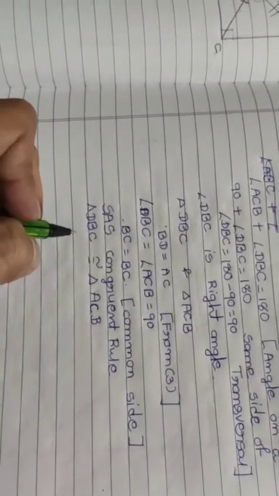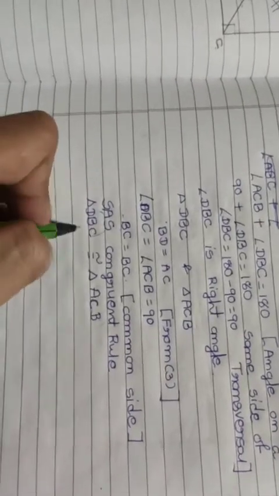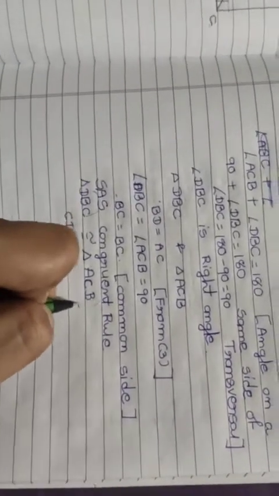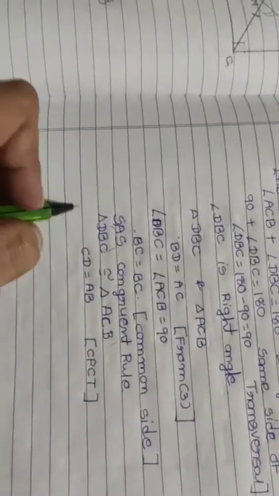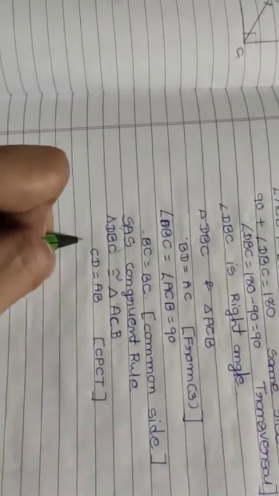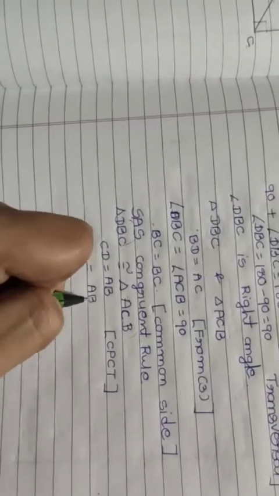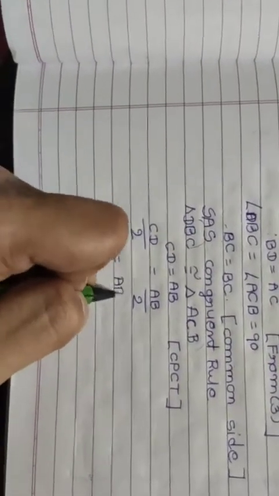Now we can see that CD is equal to AB by CPCT. If we divide CD and AB by 2, then CD by 2 is equal to AB by 2, and CD by 2 is equal to CM. So CM is equal to AB by 2. That is what we had to prove, right?